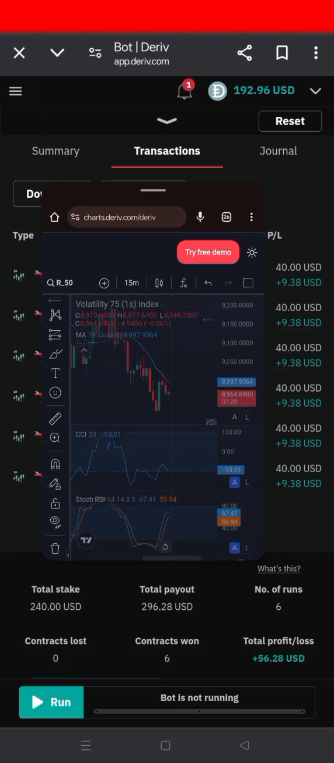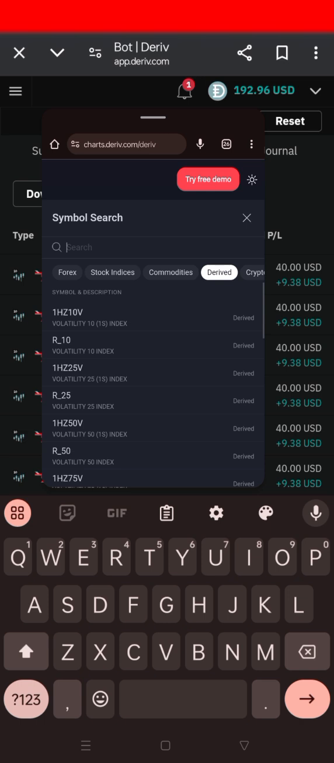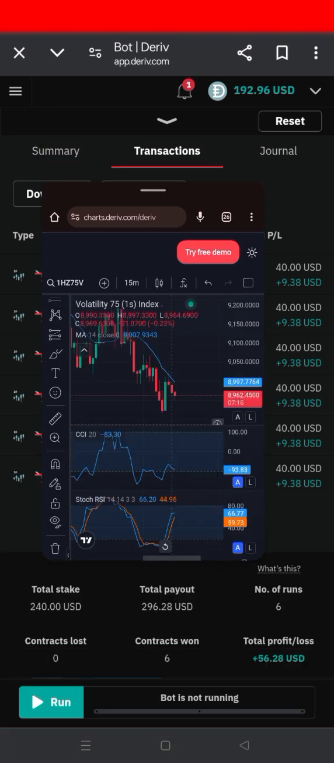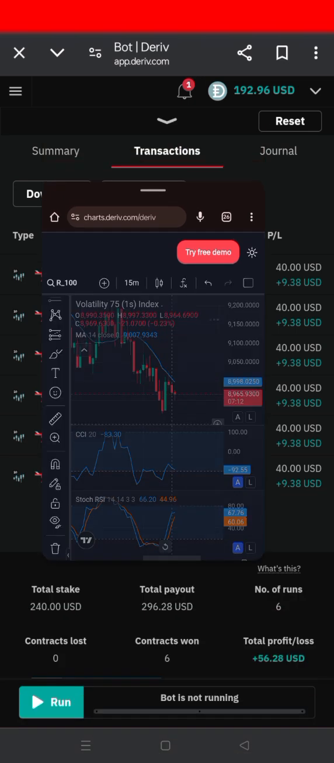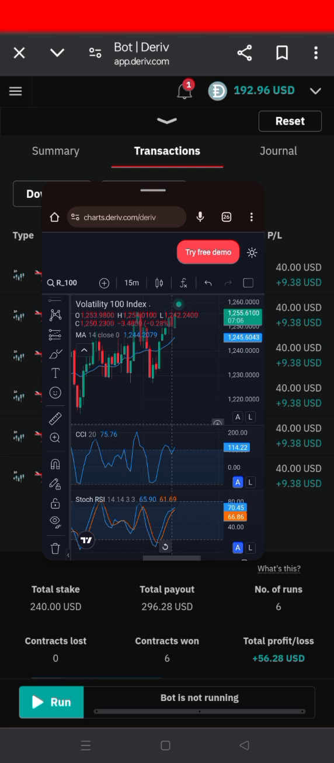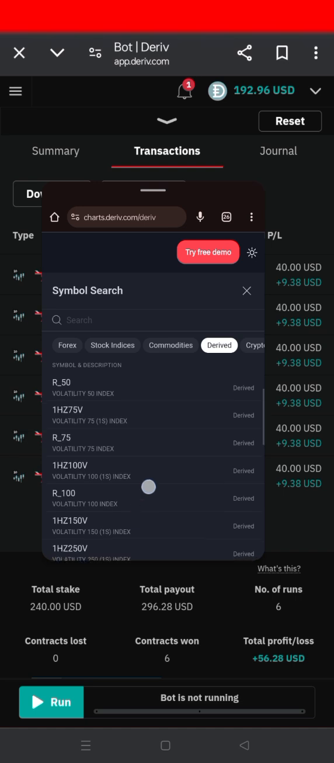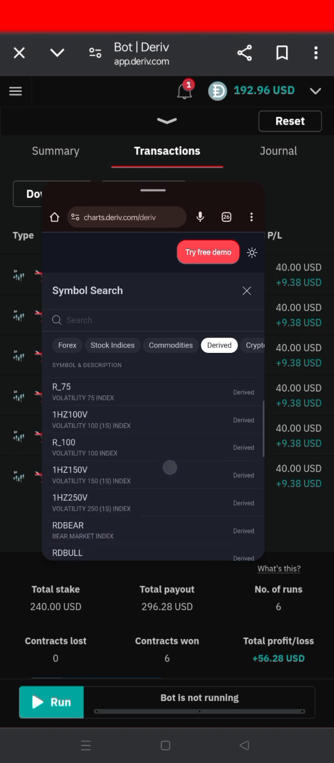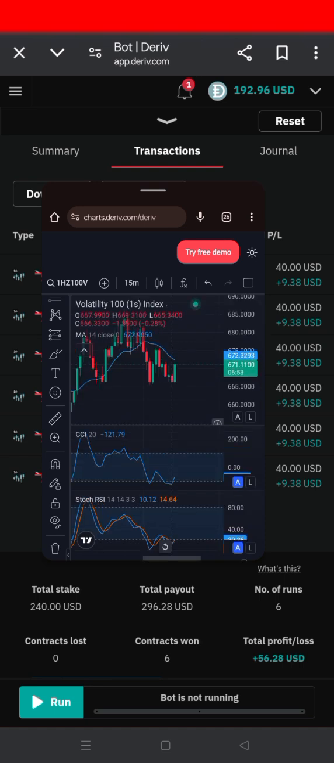You can see that one does not qualify. Volatility 75 1 second. So 50, let's look at this volatility 50 and see. No, it doesn't qualify. So we choose another volatility, 75 1 second, doesn't qualify. So it's better to do your analysis carefully and be patient. It's very easy. Look at 100, we can see it's showing an uptrend, but not a clear uptrend. So let's see volatility 100 1 second.